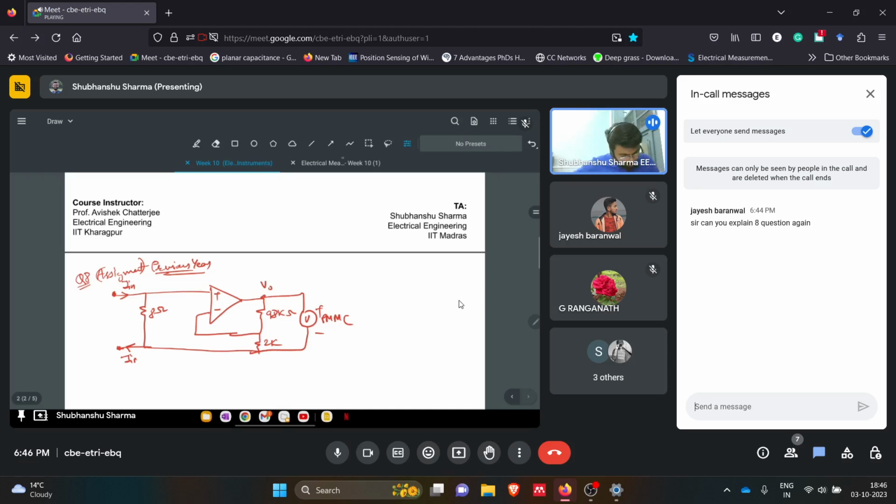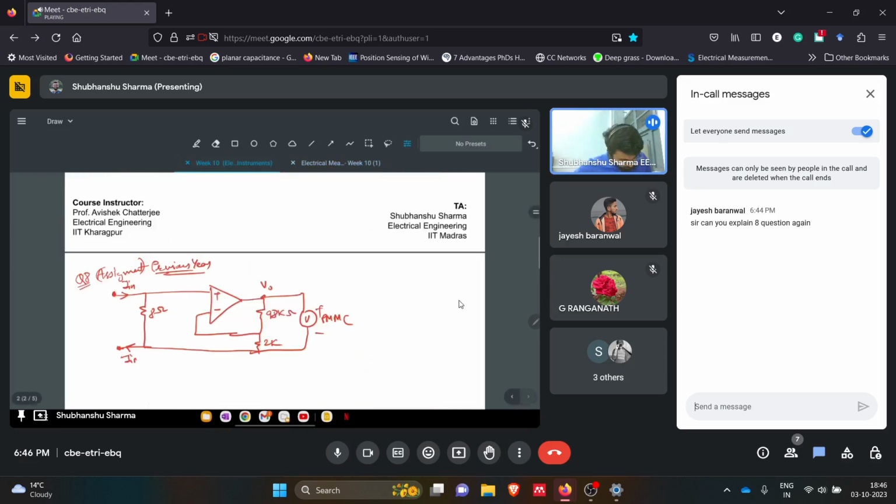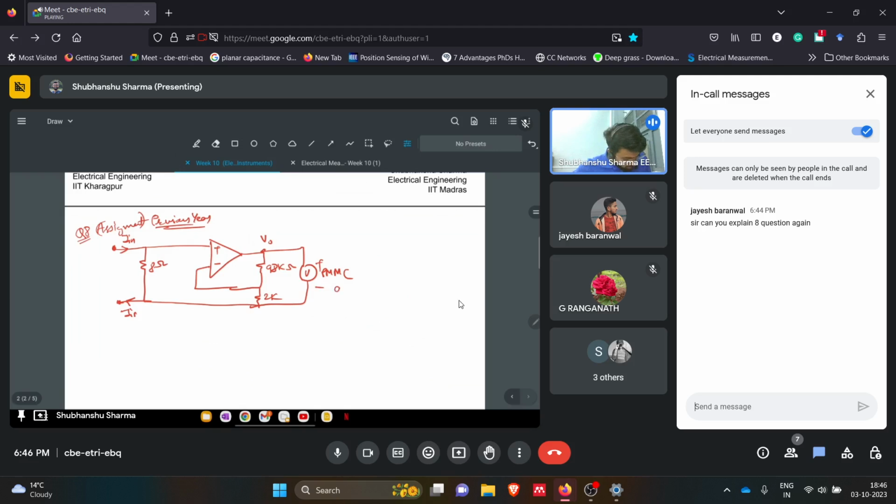So the first question was this. Consider the above electronic ammeter circuit. Estimate the input current I in when the PMMC meter reads 9.1 volts. So this is reading 9.1 volts, and we have to calculate I in at that moment. I in is the current flowing through this 8 ohm resistor because it will not flow into this branch, and it is being fed back there.